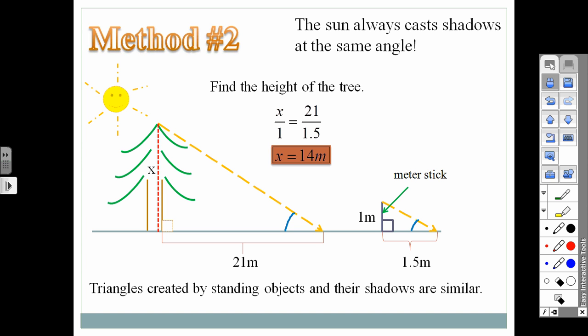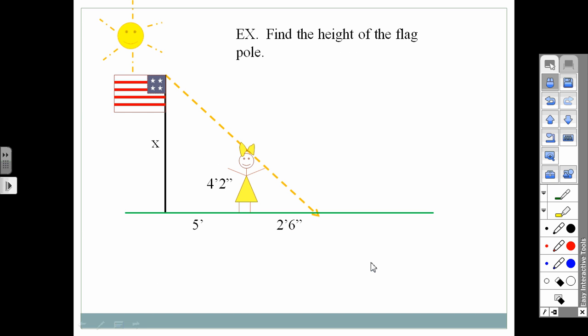Okay, so that's really important to do. Now there's a variation to this method too. Still using the sun, still using a second object to figure out the shadow, but it doesn't have to be placed over here. It could actually be placed inside the shadow of the object you're looking for. So that's what would happen here.